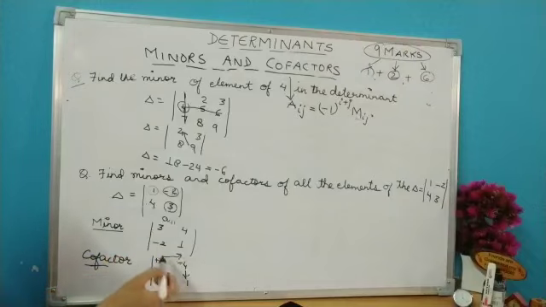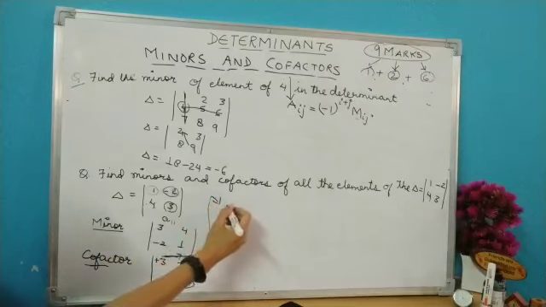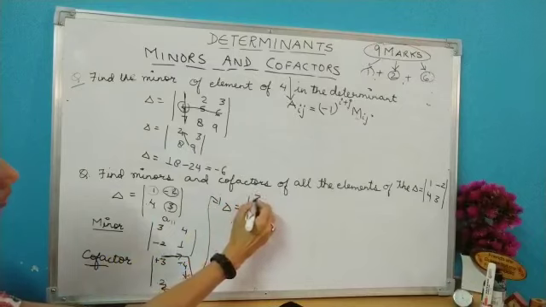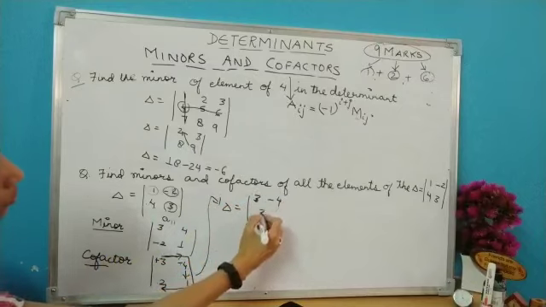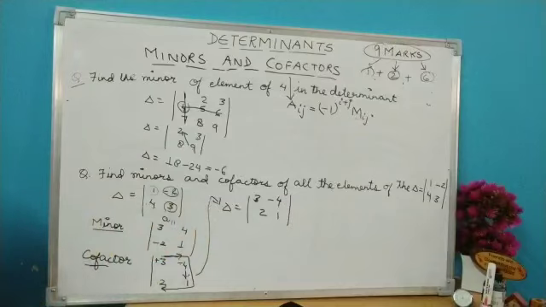So I am moving simply in this direction. You have to follow the sign convention rule. Always start with the positive one and then give the alternate sign: plus, minus, plus, minus. So the cofactor matrix will be 3, minus 4, 2 and 1 for this 2 by 2 matrix. Have a look.